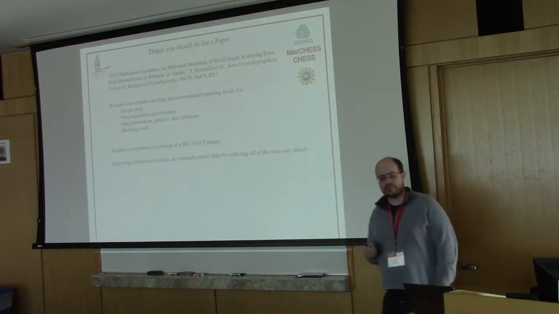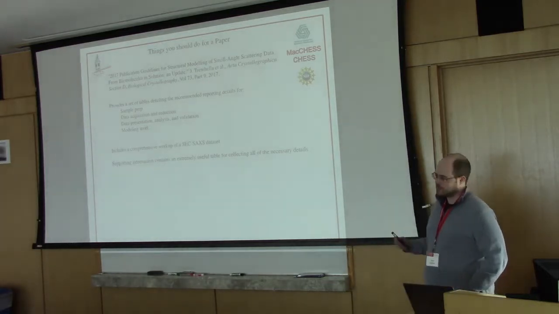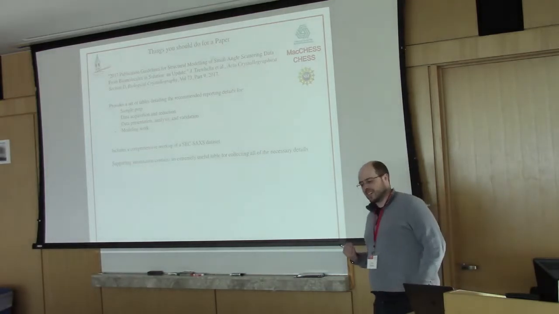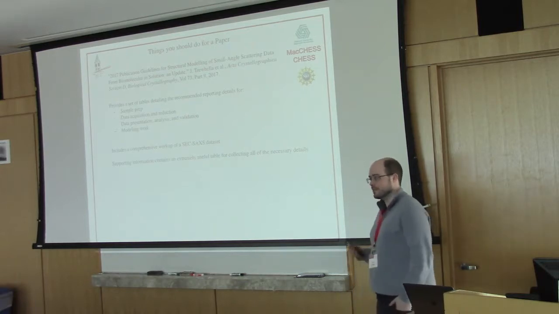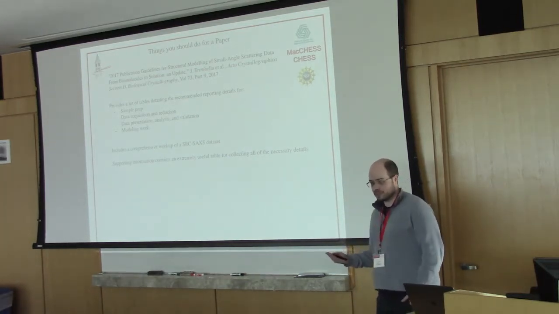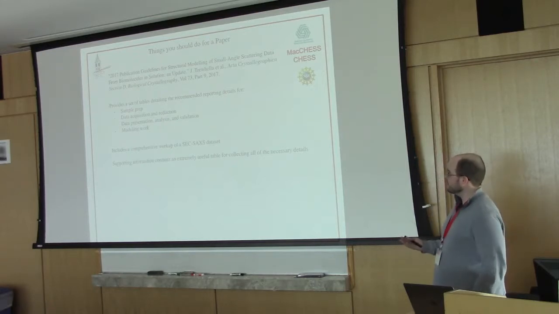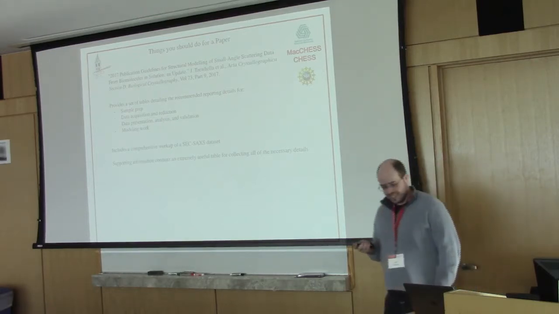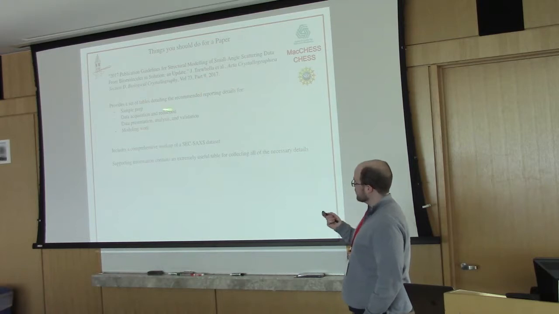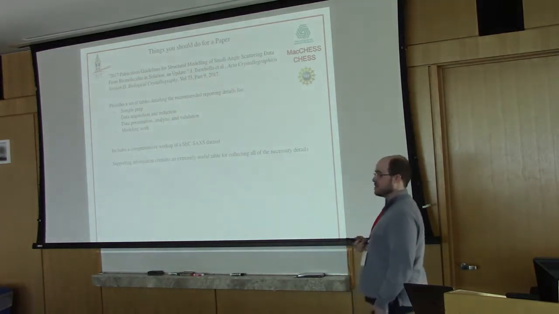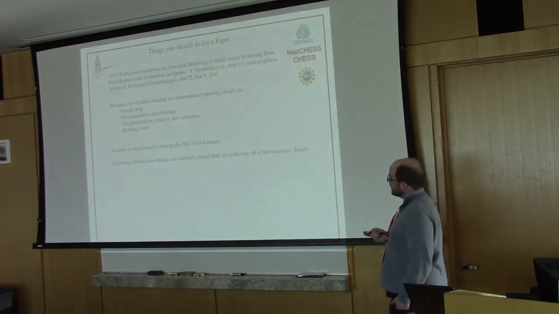A bunch of people sat down, very carefully went through all the different pieces that you need to put together, how to accurately represent your data, make sure you have all the information you need to evaluate it after the fact, if someone's reading your paper, make sure that you did good quality scattering. So the key points in this paper, I think it's worth reading all of it, but they have 4 tables that list all of the details that they recommend reporting for sample prep, data acquisition and reduction, data presentation, analysis, and validation, and the modeling work. And so taking a look at those 4 tables is very key.